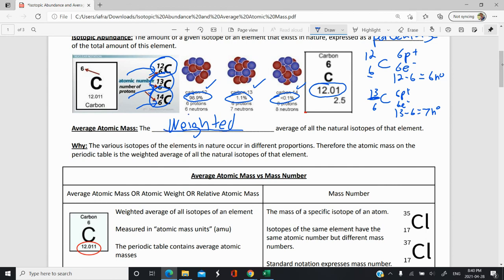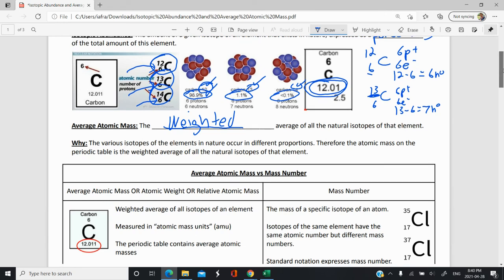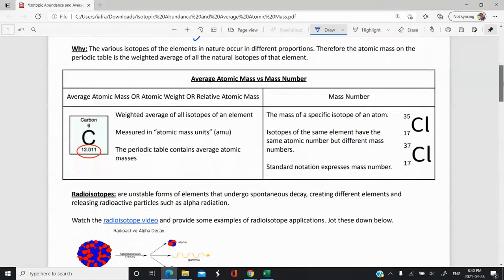It just means that the one that's more abundant, that has a higher isotopic abundance, has a higher say in terms of where that average is going to be, right? It just has a higher weight. It's worth more because there's just more of it. That's why, for example, the average mass of carbon is closer to the carbon 12 mass compared to 13 or 14, right? 12.01 would round down to 12, for example. So that's why we take a weighted average.